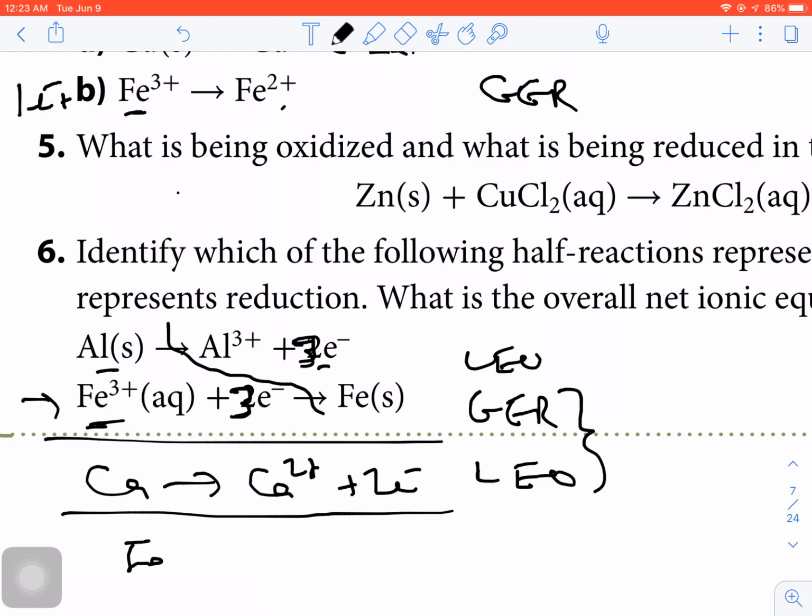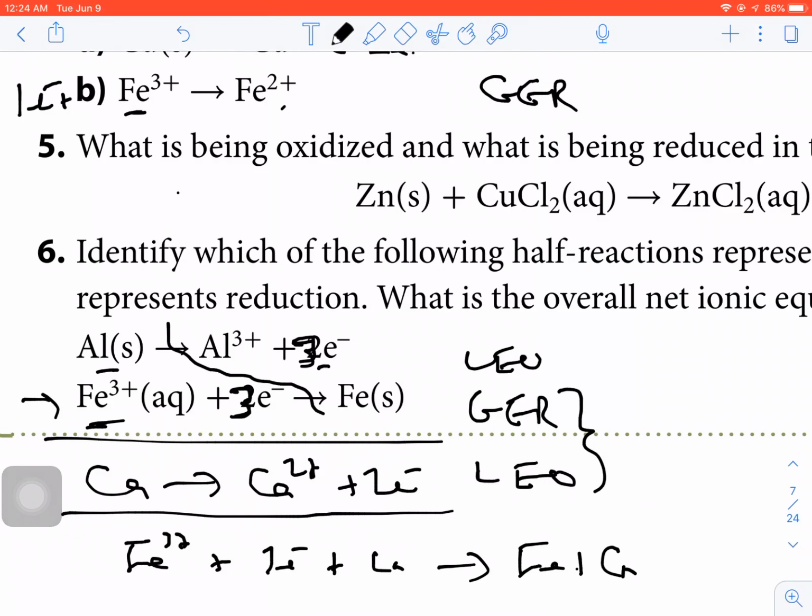I have Fe3+ plus 3 electrons plus calcium on the left make iron plus calcium plus 2 electrons. And, okay, hang on. I can see there's going to be a problem here, in that I've got more electrons on this side, 3 of them, and only 2 on this side. 3 were needed. But I only made 2. That's impossible. I have to have the same number of electrons on both sides.